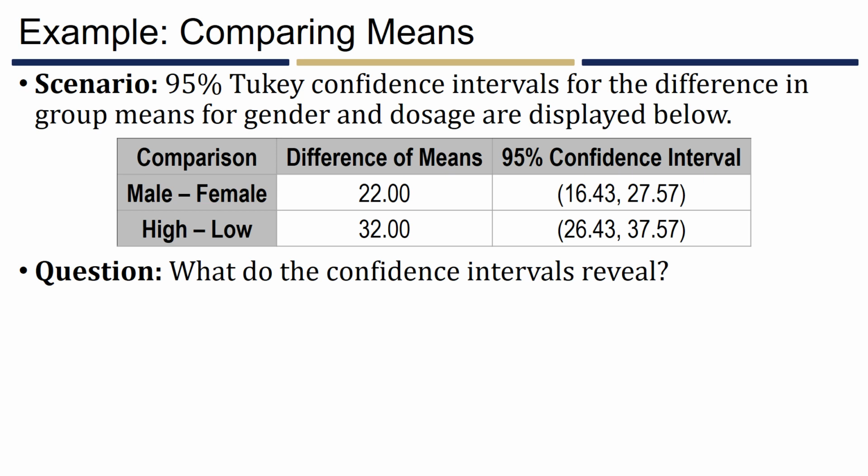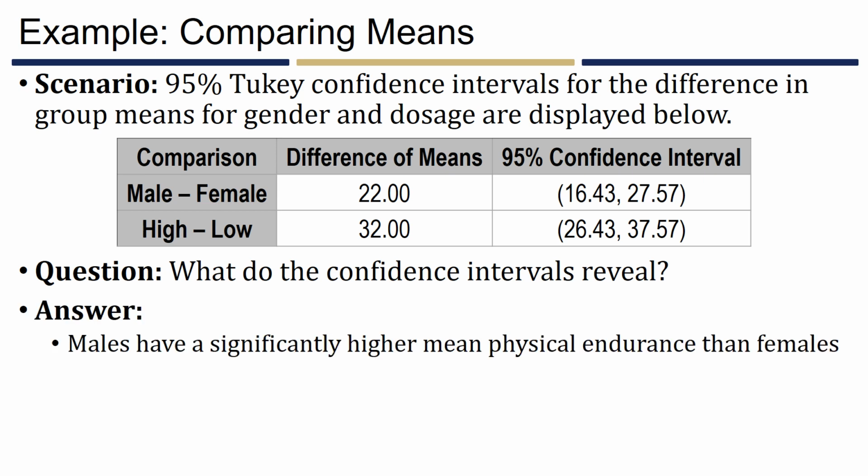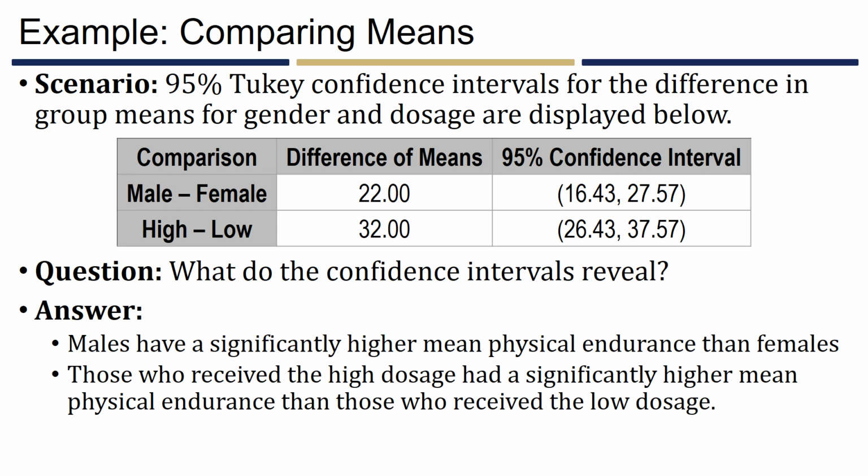If we do the same thing for high dosage minus low dosage, the difference between the means was 32, and that gave us a confidence interval of 26.43 to 37.57. Now, these confidence intervals reveal a couple of things. First of all, we can conclude that males have a significantly higher mean physical endurance score compared to the females. And second, the subjects who received a high dosage had a significantly higher average physical endurance score compared to the subjects who received the low dosage.